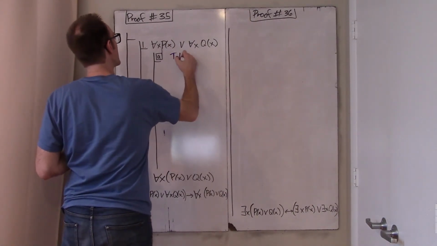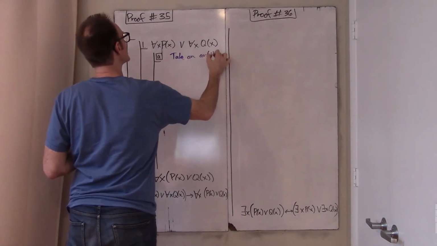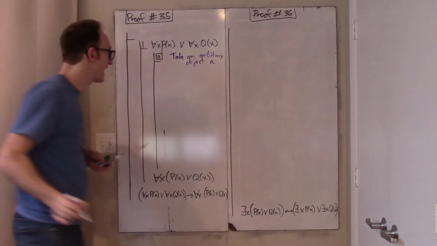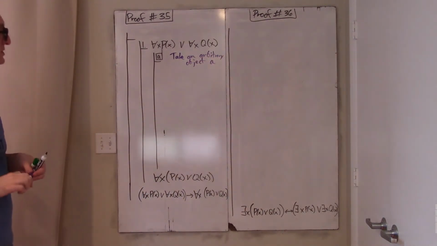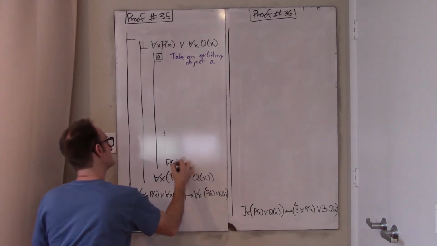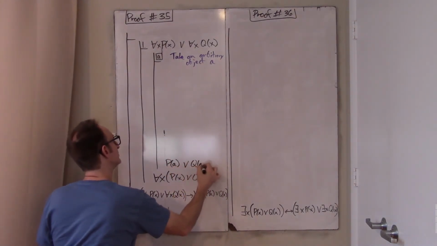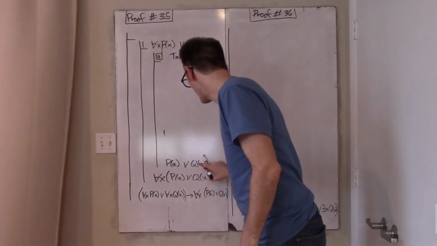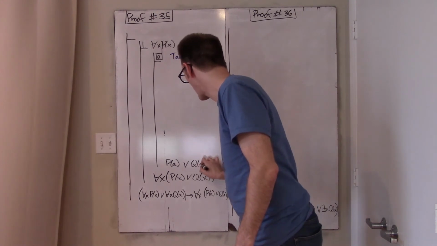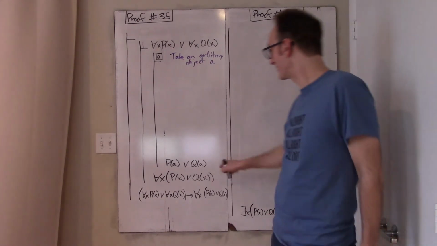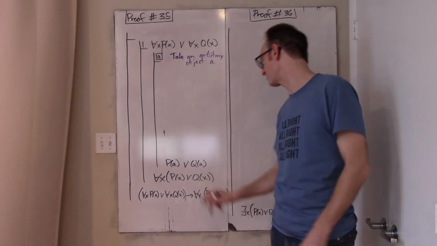So okay, take an arbitrary object A. That is really what I'm doing. I'm choosing an arbitrary object. And what do I want to conclude about that arbitrary object? Well, I'd like to conclude that either they have property P or they have property Q. And if I can conclude this, then I am entitled by this rule to conclude that everybody has that property.